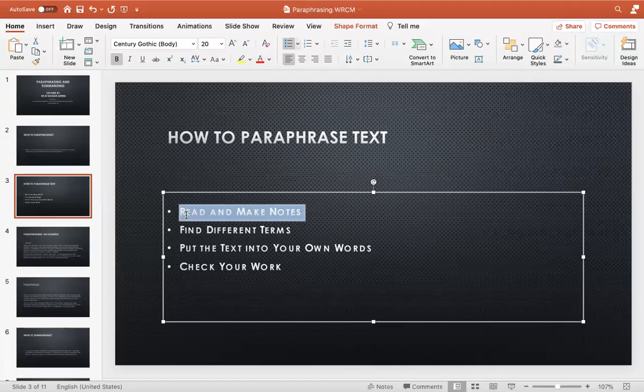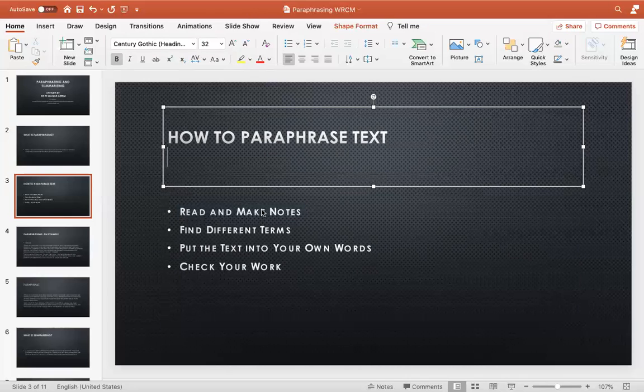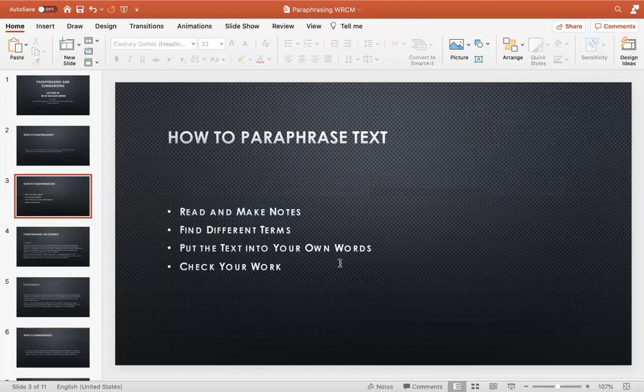So in order to paraphrase a text, you first need to read it. And when you read it, you need to read according to the SQ3R strategy. Also, when you read, you must take notes of whatever you read, and take notes the way we have learned, all right?